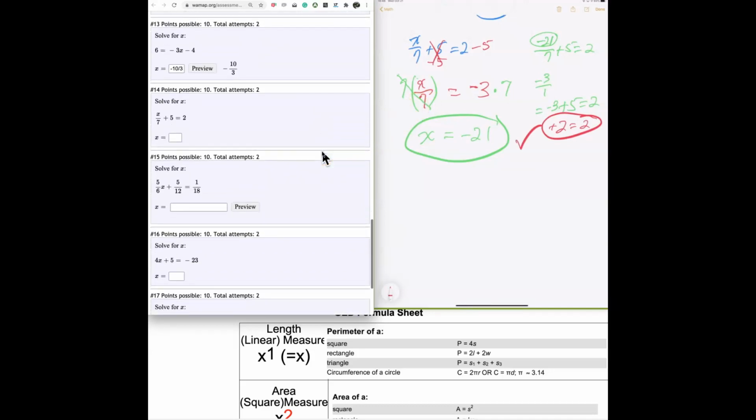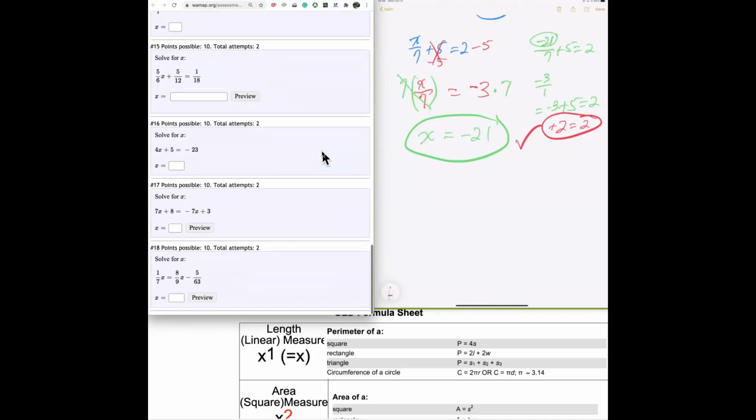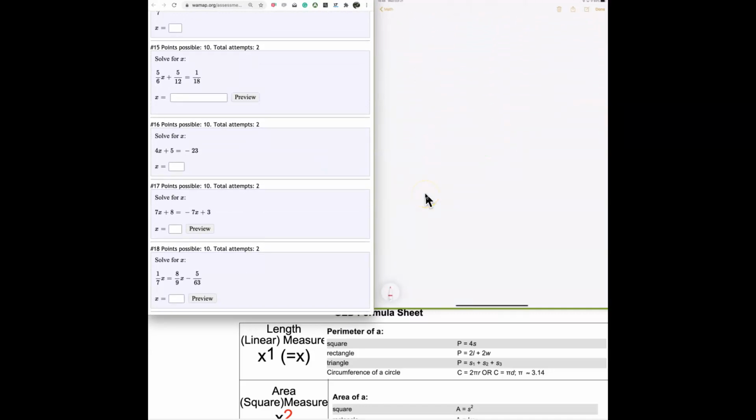Let's add one more bonus round, number 15. We'll try this. This will be a little bit longer. 5/6 x plus 5/12. It's hard enough to even say these numbers. Is equal to 1/18. Okay. So what is x equal to?